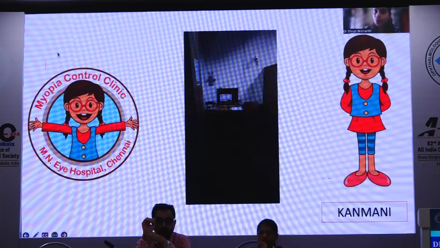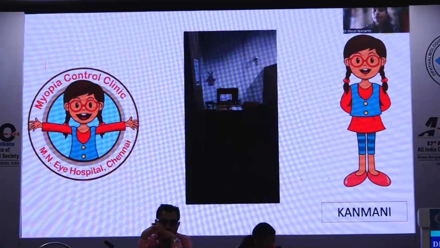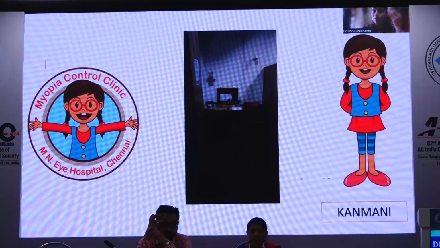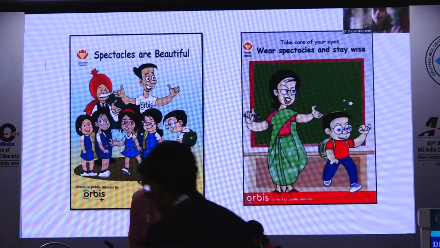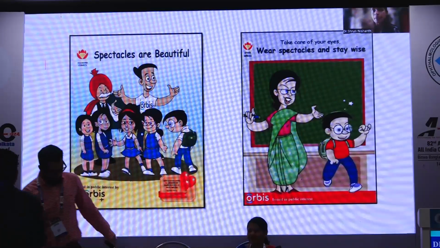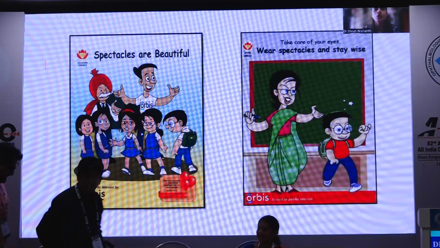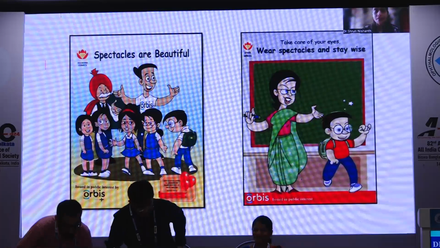We have a separate logo and branding for the myopia clinic, and our mascot is there quite visibly everywhere for the patients to see what's happening in the myopia clinic. I also have comic books scattered across the clinic so that the patients can read and get more awareness about myopia and spectacles per se.